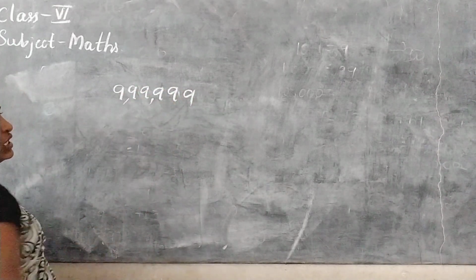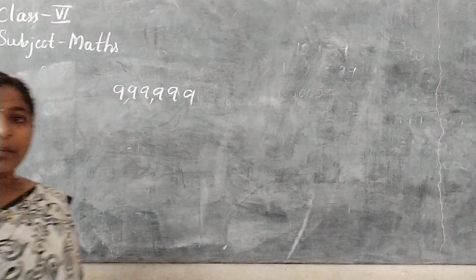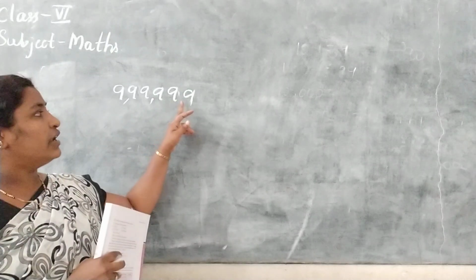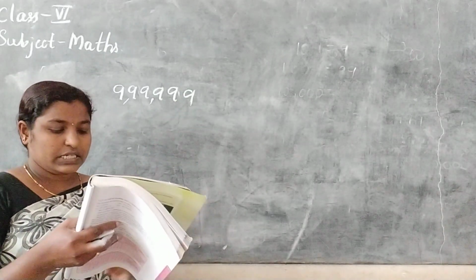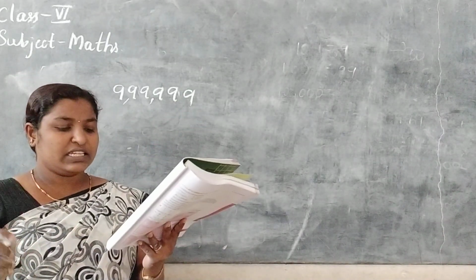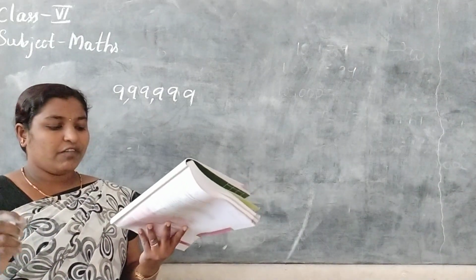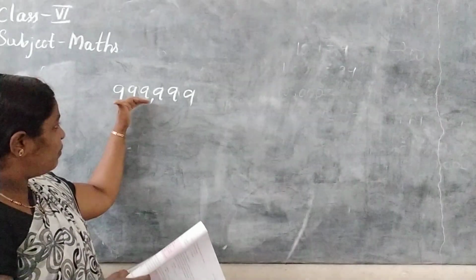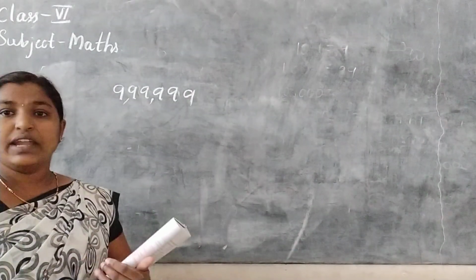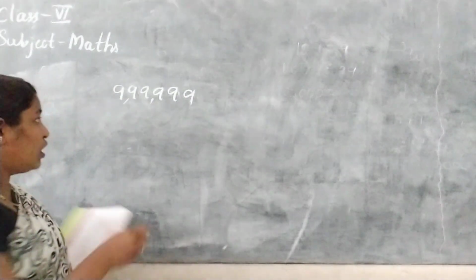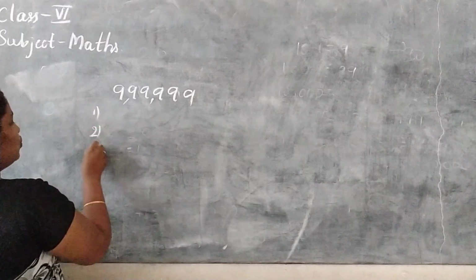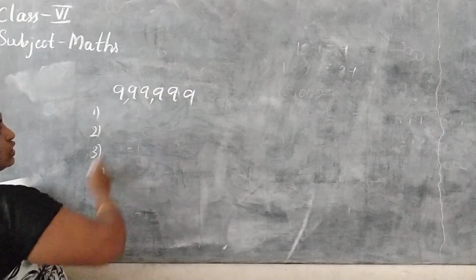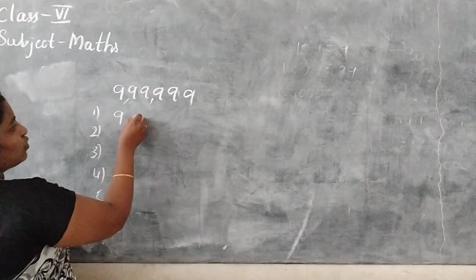Greatest 6-digit number. The greatest 6-digit number is 9,99,999. Start from the greatest 6-digit number and write the previous 5 numbers in descending order. So how many previous numbers should we write? 5 numbers. So 1, 2, 3, 4, 5.